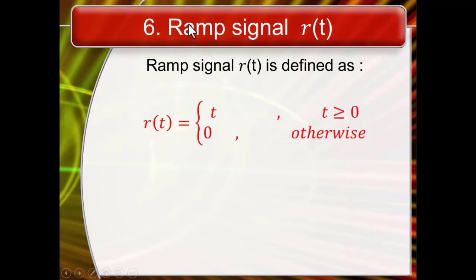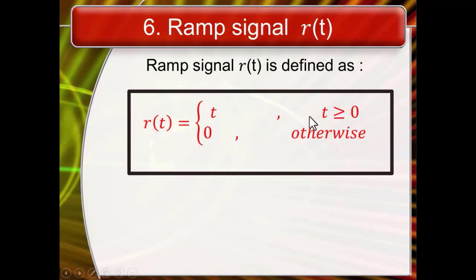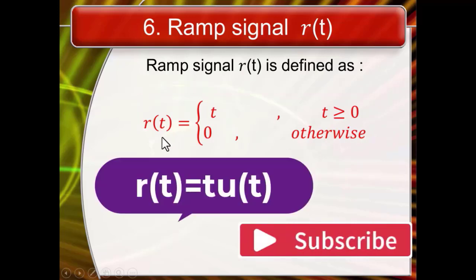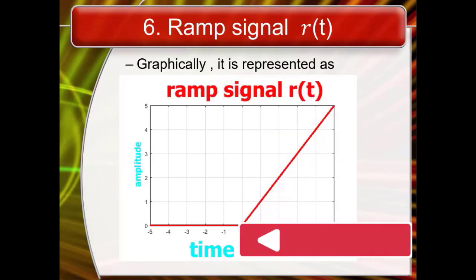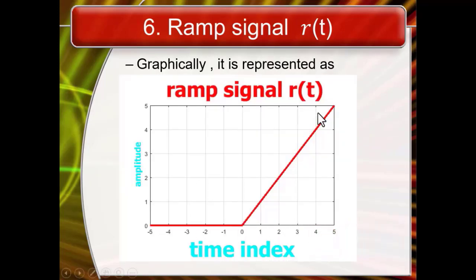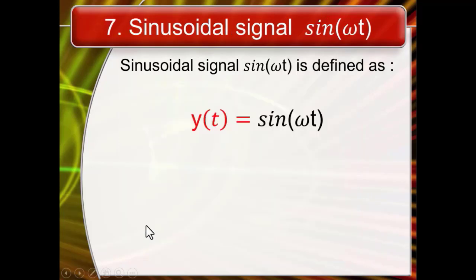And the sixth basic continuous time signal is the ramp signal, r of t. R of t is equal to t for t greater than or equal to 0 and 0 for t less than 0. Or we can define r of t as t times u of t. Graphically, we can represent r of t like this. It is t for t greater than 0 and 0 for t less than 0.